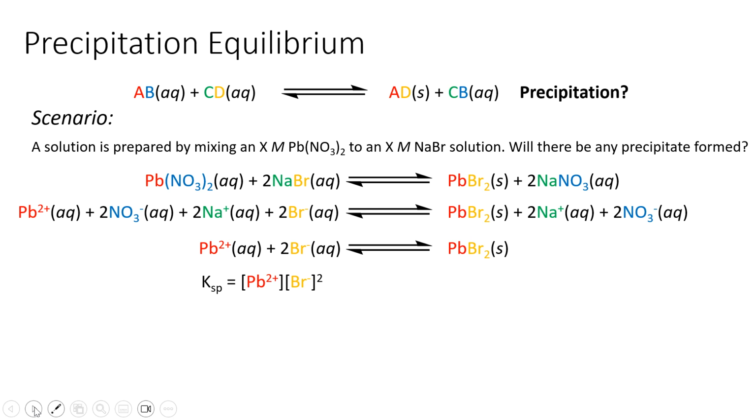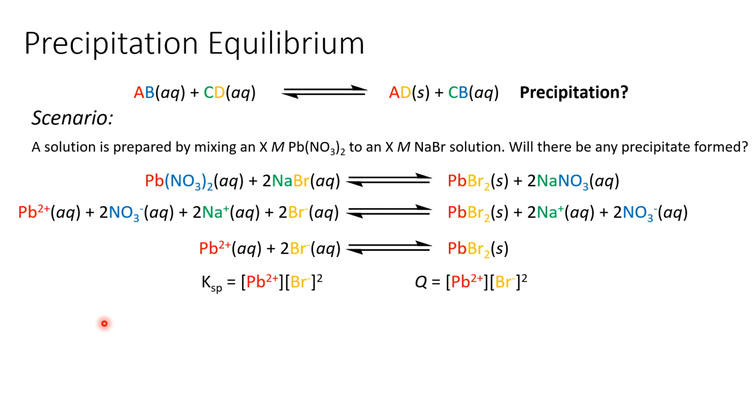Now, why did we do all of this? Because we know that now we can write a Ksp for this. The Ksp of this solid dissociation is going to be equal to the concentration of lead times the concentration of Br minus squared. But now we're going to introduce a new concept here, Q. And it's not really a new concept, because you guys remember what Q is relative to K, right?